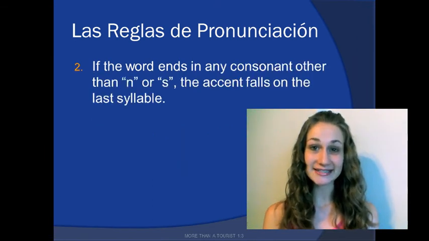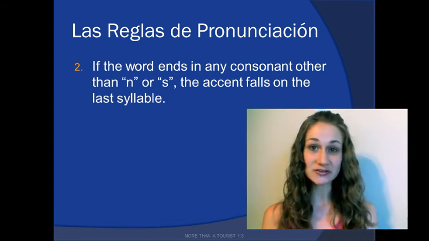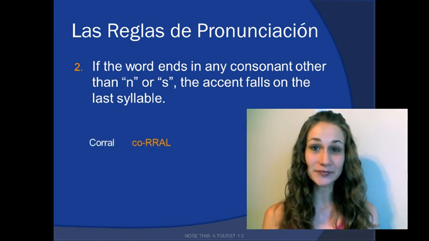Second, if the word ends in any consonant other than N or S, the accent falls on the last syllable. So this first word would be corral. Pronounce these next words before you hear me say them.